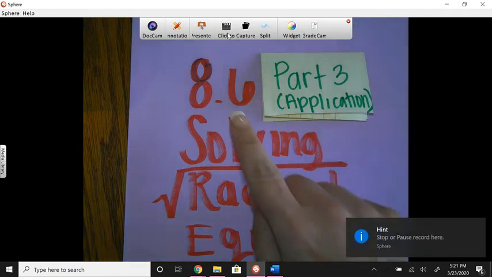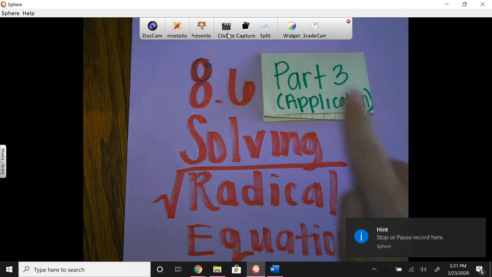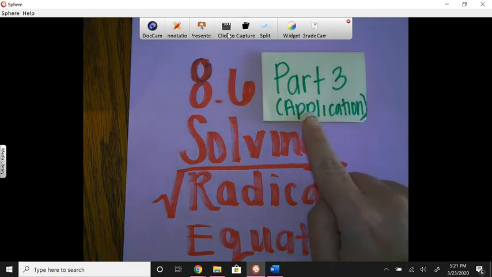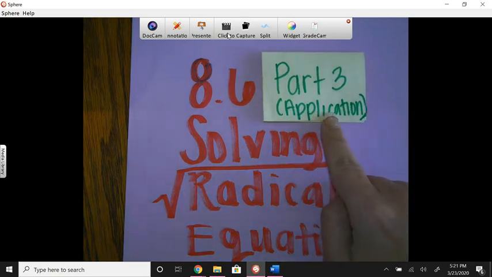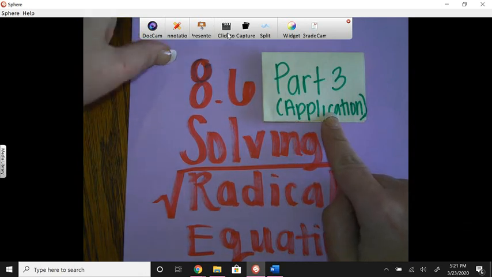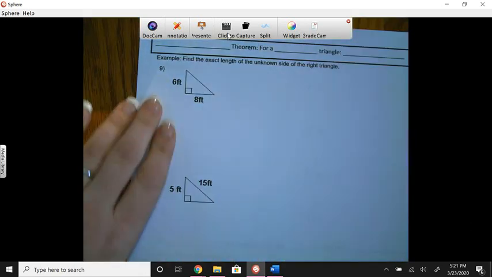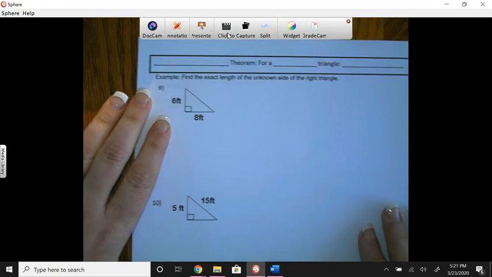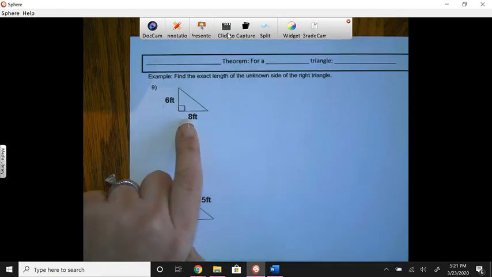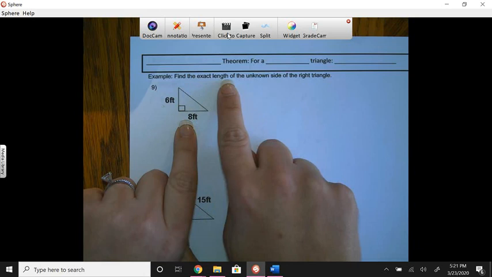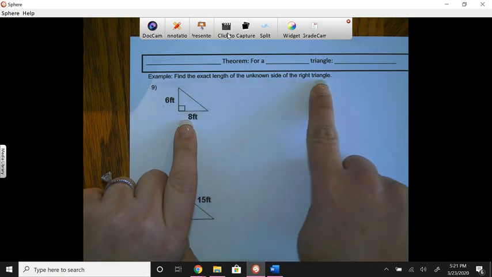This video is on solving radical equations, part 3, and it will focus on applications that involve radical equations. So we are on problem 9 in our note packet, and in this problem it says, find the exact length of the unknown side of the right triangle.